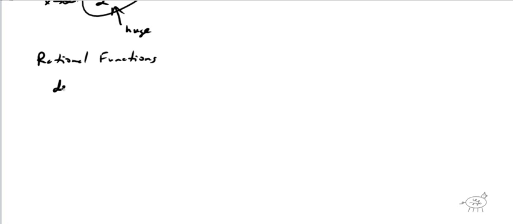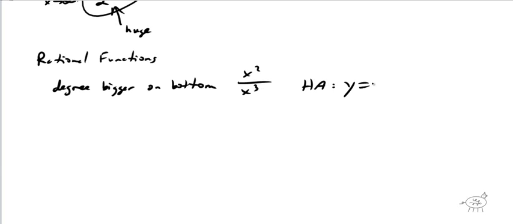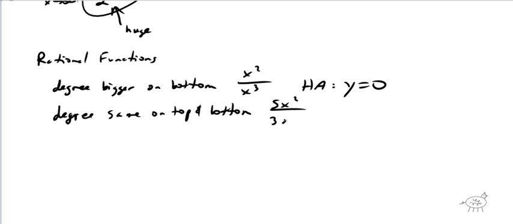Degree bigger on the bottom, you know, like x squared over x cubed. The horizontal asymptote is going to be automatically y equals 0. If the degree is the same on top and bottom, you know, like 5x squared over 3x squared, the horizontal asymptote is going to be y equals, in this case here, 5/3, right? It's going to be the coefficients.